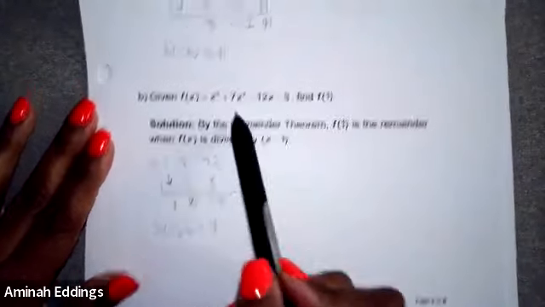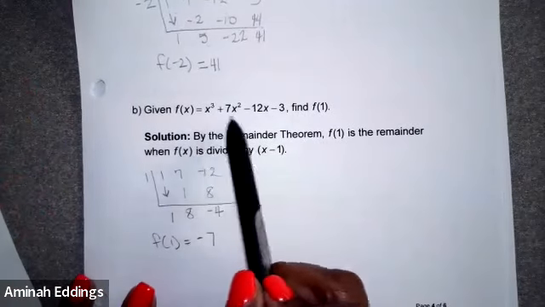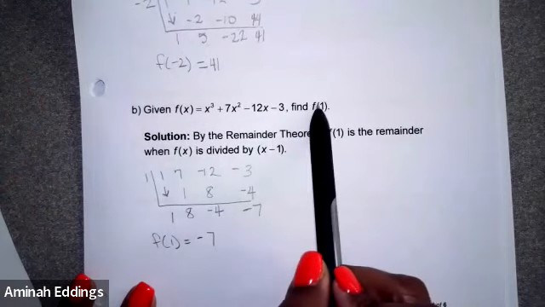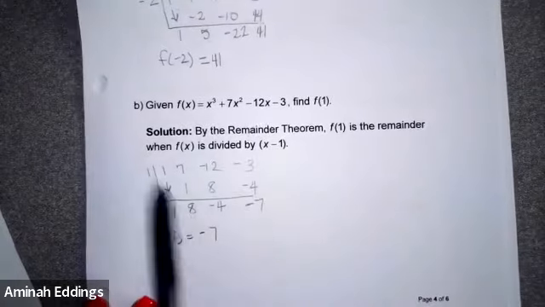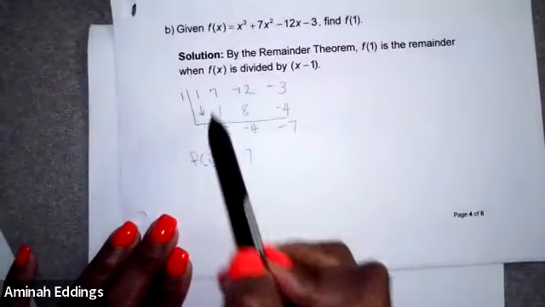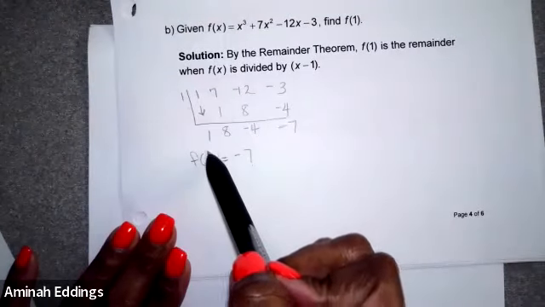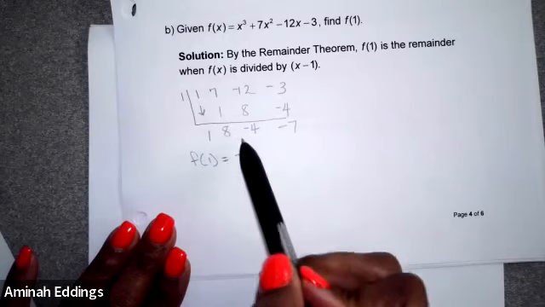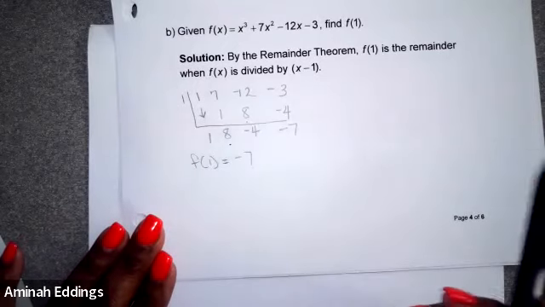So here, again, it says given the function f of x is equal to x cubed plus 7x squared minus 12x minus 3, we find f of 1. Here we have all of our exponents accounted for. 1 goes on the outside, and we bring our coefficients down. We drop the first number, so 1 times 1 is 1. 7 plus 1 is 8. 1 times 8 is 8.